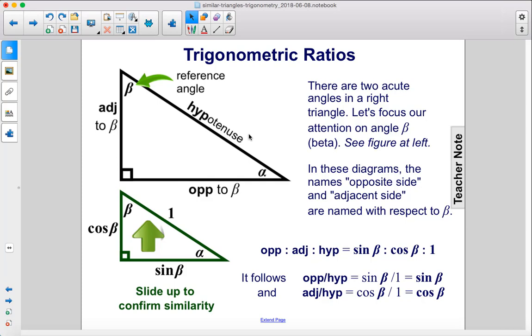So the ratio here, opposite to adjacent to hypotenuse, equals sine beta to cosine beta to 1. It follows that the opposite over hypotenuse equals sine beta over 1 equals sine beta, and adjacent over hypotenuse equals cosine beta over 1, which equals cosine beta.